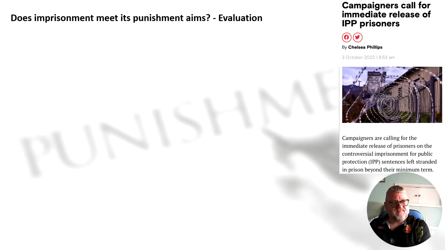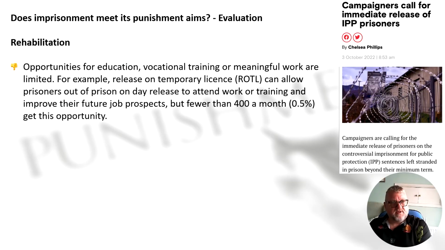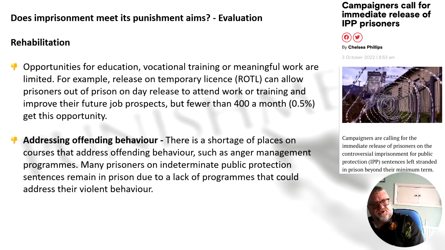So let's evaluate it. Does it meet its punishment aims? Well, I would argue with rehabilitation, opportunities for education, vocational training or meaningful work are limited. So release on temporary licence can allow prisoners out of prison on day release to attend work or training, but actually fewer than 400 a month, 0.5% of prisoners, get this opportunity.